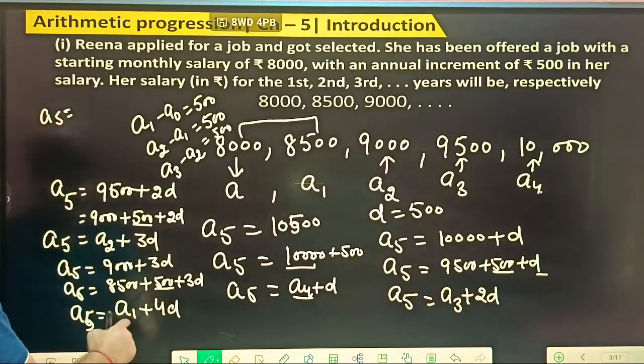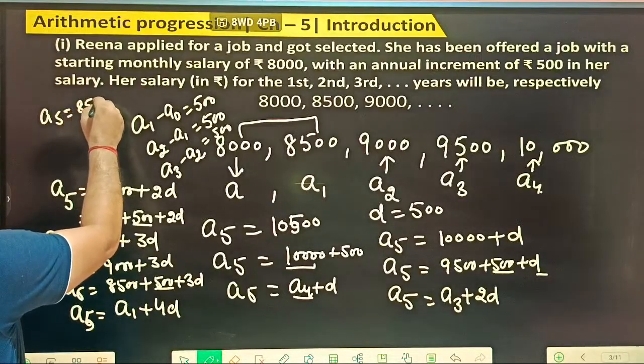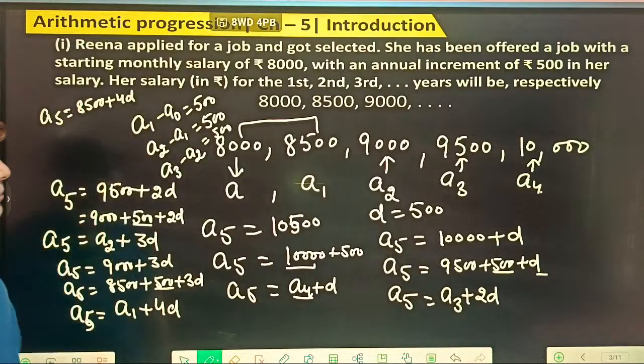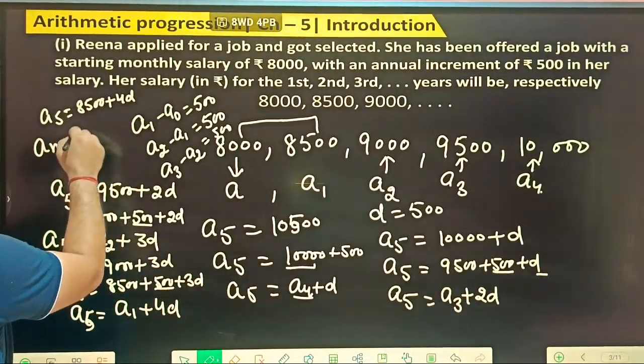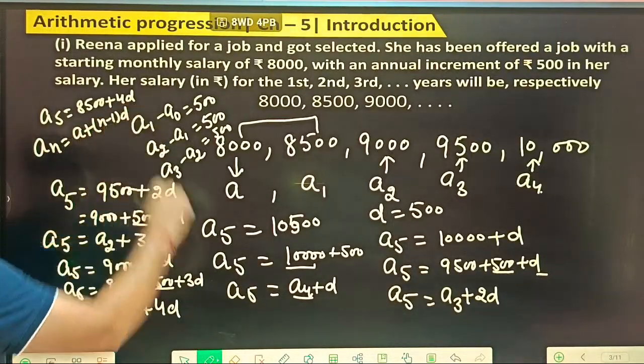A5 is equal to A1. What's A1? 8500 plus 4D. 3D plus 1D. So in this way we can find out. At last, what formula do we come to? An equals A plus (n minus 1) into D.